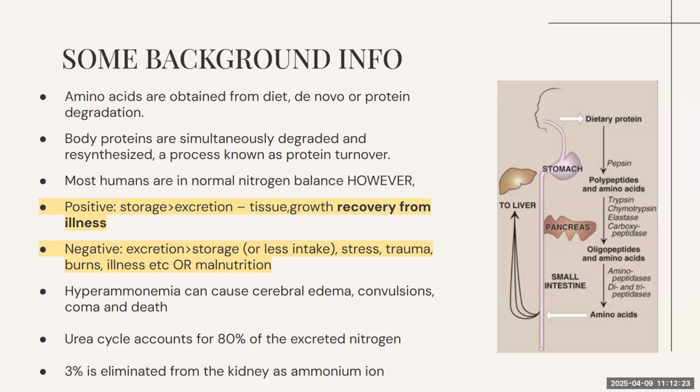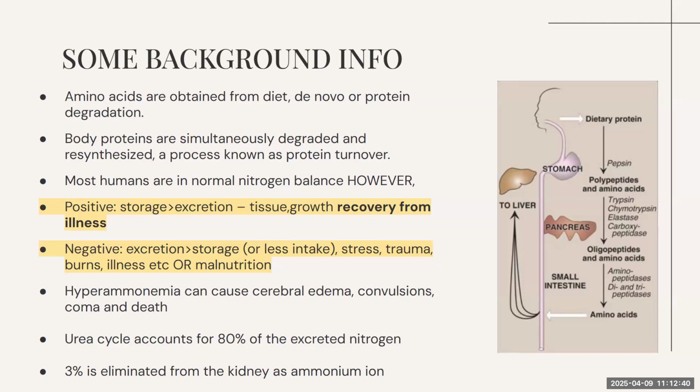Now, negative nitrogen balance means that there is more excretion than there is storage, or there is less intake of nitrogen in the form of protein. And this occurs due to stress, trauma, burns, or illness, or malnutrition.